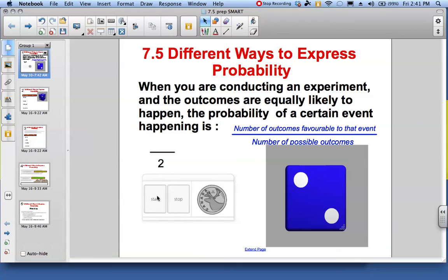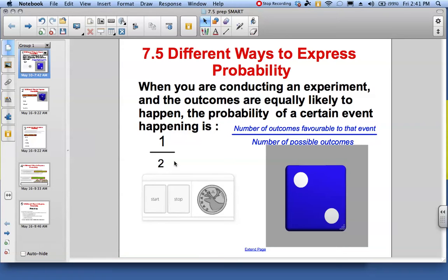If I were to say, what are the possibilities of me getting a tails? Well, I flip it and, oh, there you go, I got a tails. So in this case, there is one possible favorable outcome. That favorable outcome in this case was to get a tails, out of two possible outcomes. The only thing that can happen when you flip a coin is that you get a heads or you get a tails.